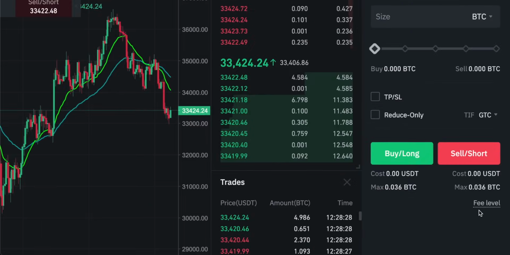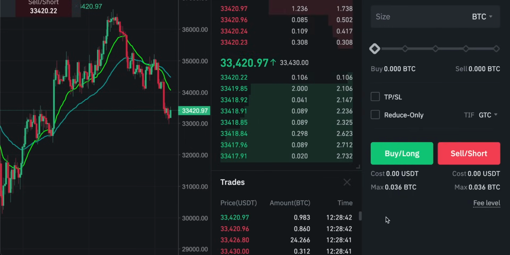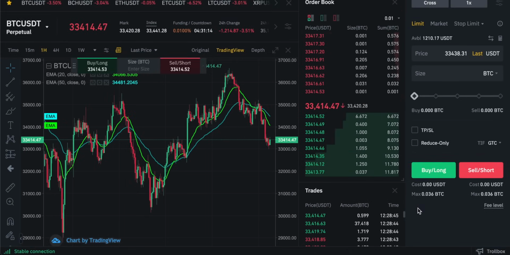To put the fee level in context right here, paying 0.02 or 0.04, both of these are lower than the spot trading fees at Binance, which is 0.075. So you do have lower fees when trading futures compared to the spot market. There are disadvantages, of course, with everything.